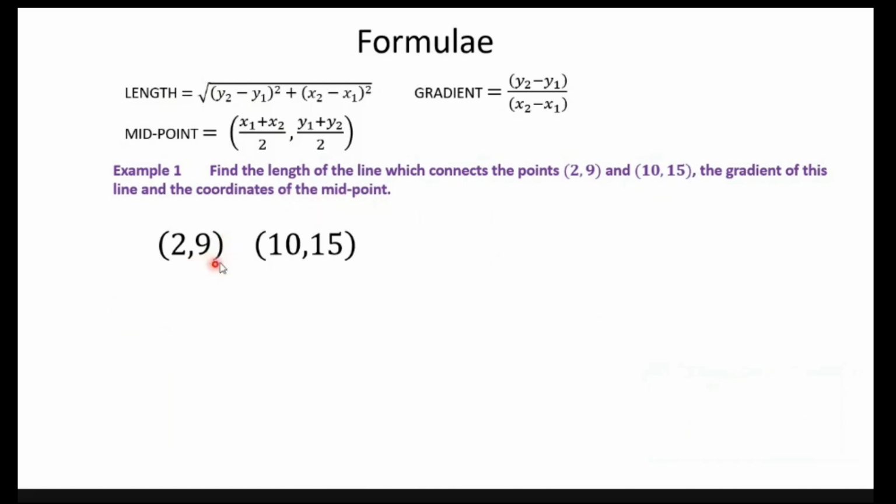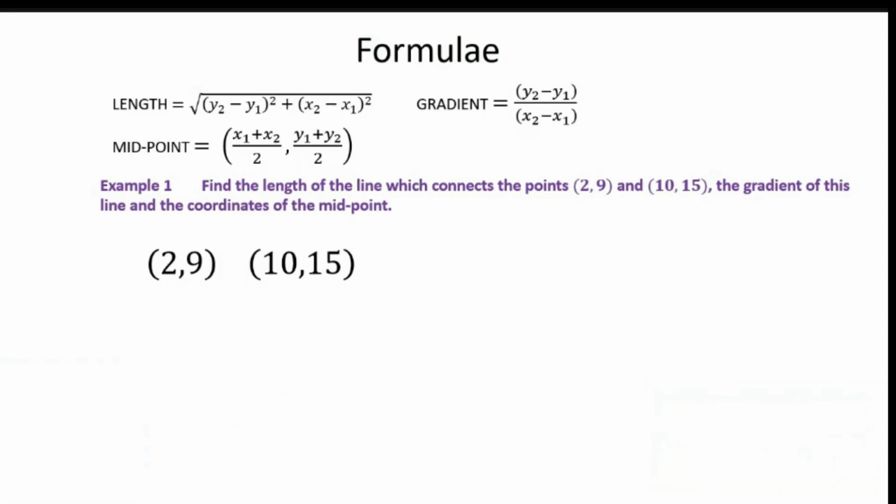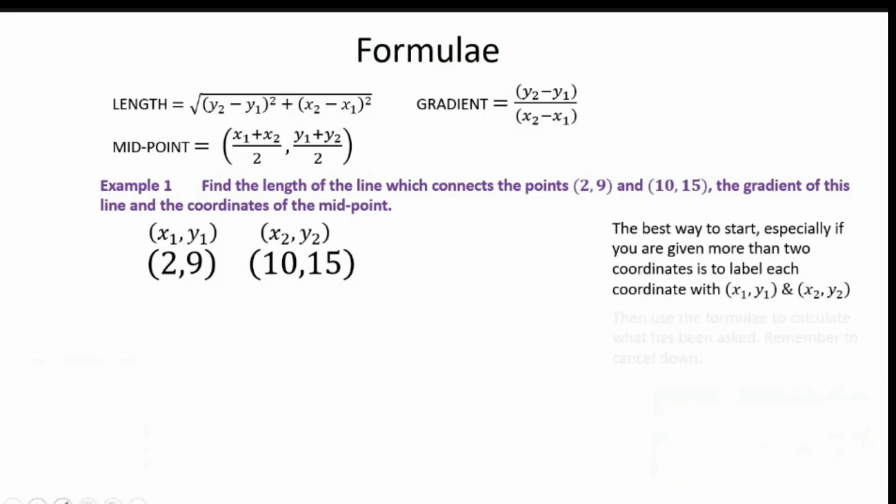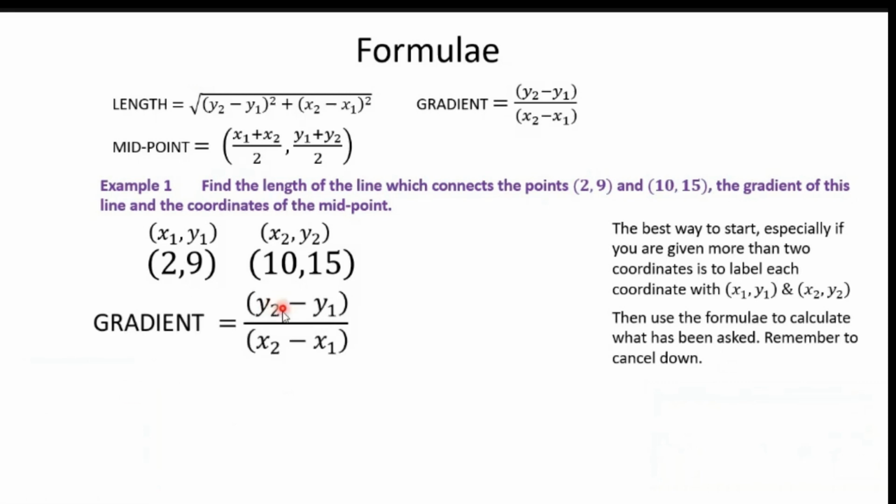So what we want to do is label the points. We went over that quickly. Then we get the formula that we want to use, which is the gradient formula, y2 minus y1 over x2 minus x1. Then we input the values. In this case, y2 is 15, y1 is 9. So it's 15 minus 9 over 10 minus 2. Again, subtracting the y values, the difference in the y's, 15 minus 9, divided by 10 minus 2. That simplifies down to 6 over 8, which can be further simplified to 3 over 4.